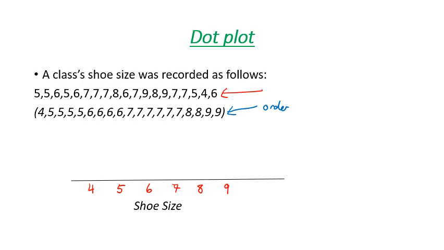Now, basically all we're going to do is put a dot for every person that had a shoe size within that range. So there was only one person with a size 4. There are 4 people with size 5, 4 people with size 6, 6 people with size 7, 2 people with size 8, and 2 people with size 9. And that is a representation of our dot plot.